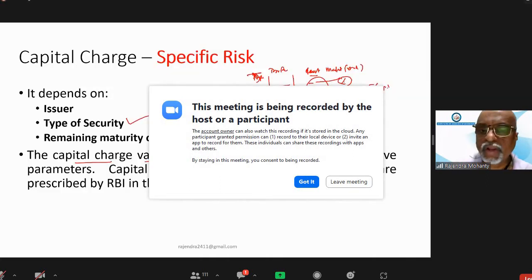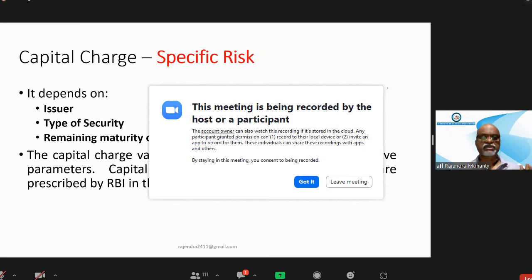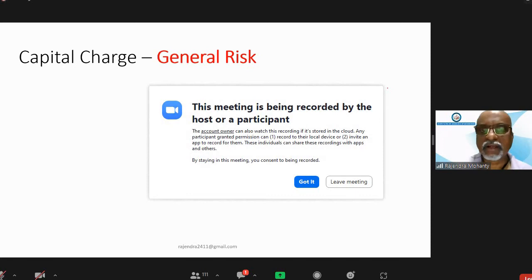We are not going to discuss that one. We will discuss only general market risk, where questions have been coming for the last 2-3 years. So we will discuss that. Now we'll see what the calculation of capital for general market risk is. General market risk, as I told you, is calculated under the standardized duration method. This is the second approach.